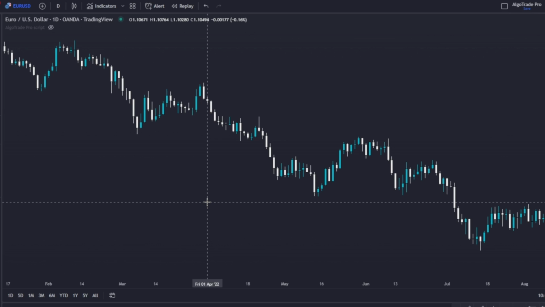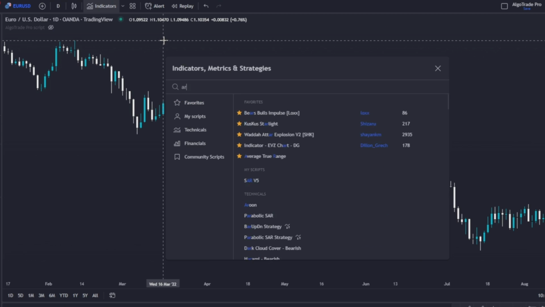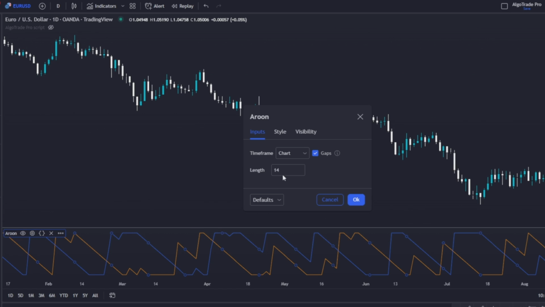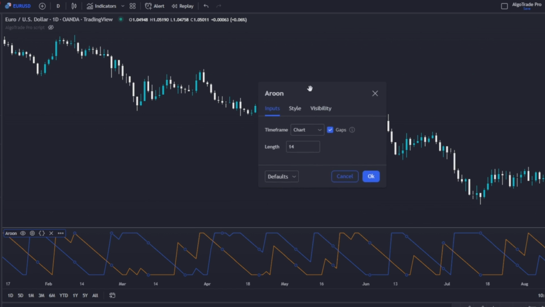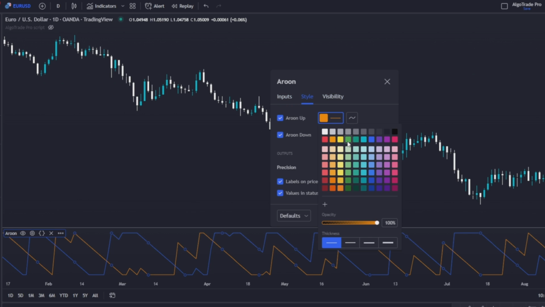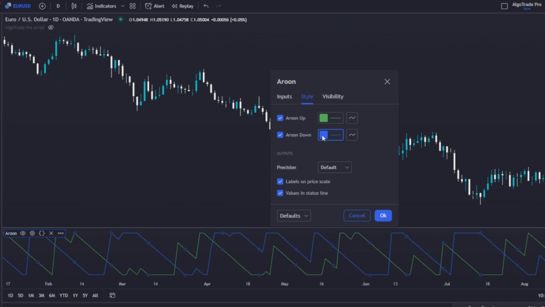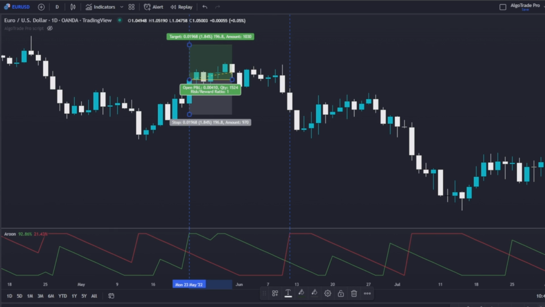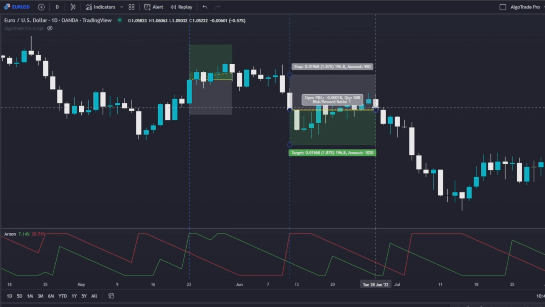Okay, so let's now add our indicator, which is the famous AROON indicator. The settings that I will use are the default ones, which in this case is just a length of 14. And now let's change the colors of the indicator to make the trading signals simple to see. Let's change the orange color to green and the blue color to red. Much better. Using this indicator is quite simple. Whenever the green line crosses above the red one, it is considered a long signal, and whenever it crosses below, it is considered a short signal.